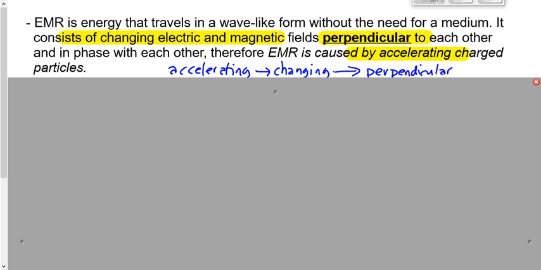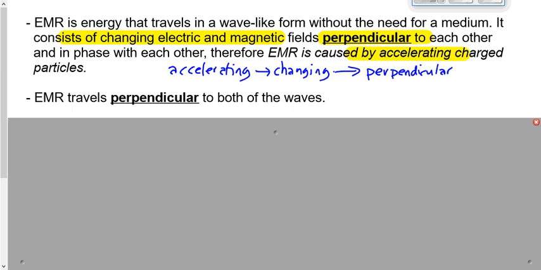So honestly, you remember those 3 words, you're probably going to be able to fill in the blanks of any question that gets thrown at you. Accelerating charged particles generate changing electric and changing magnetic fields, which are required to have an electromagnetic wave, and those changing electric and changing magnetic fields are perpendicular to each other and perpendicular to the motion of the EMR. So they're perpendicular to each other, but also perpendicular to the way that it moves.